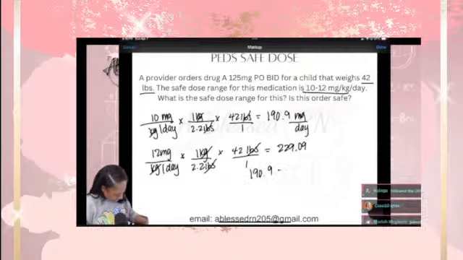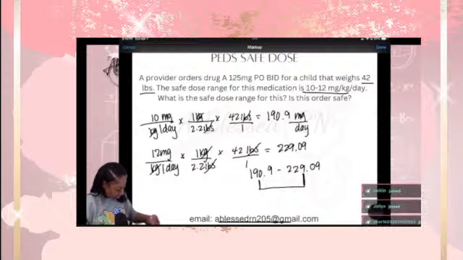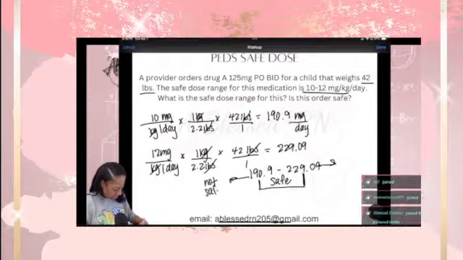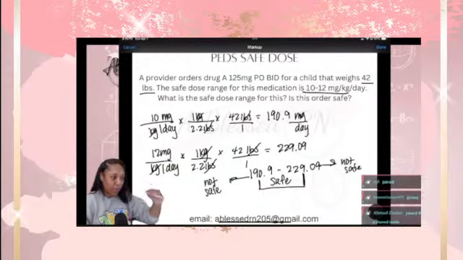This is our safety zone. This is what the recommended dosage is. So if it is at this or that number or in between, it will be considered safe. If it's less than these two values or more than these two values, it is not safe. Okay, so we've gotten that part out of the way. Now you look back at what's been ordered.